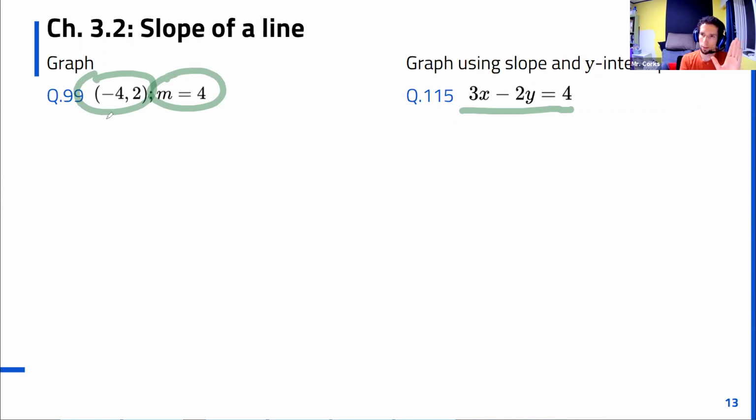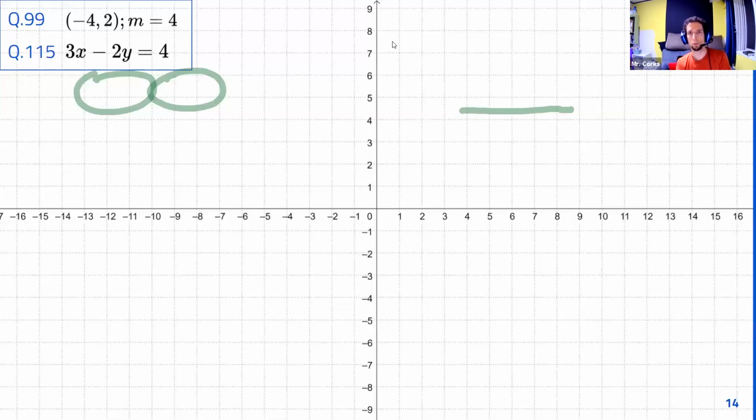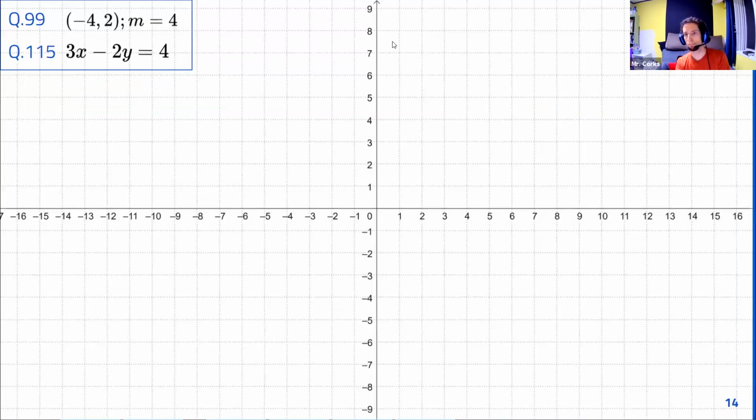I'll let you guys think about it and see how you would graph these. We have a few different options. Again, try to use the easiest method, whatever's most straightforward for you. So take 2 minutes here. Try to graph both of these situations, both of these relationships. So put the graph paper up here.